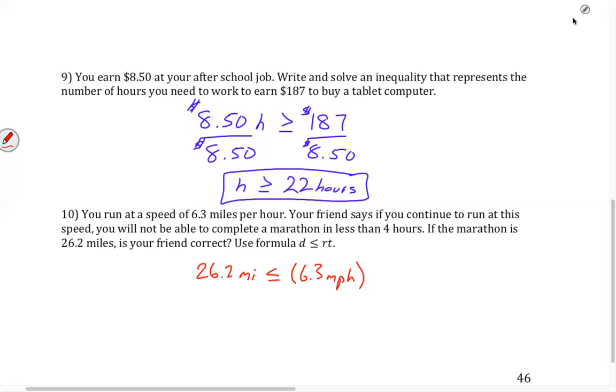Now we have time. Is it less than 4 hours? So we're going to write a T here, and we're going to go ahead and divide by 6.3. So 26.2 divided by 6.3, we're going to get 4.15... I'm going to change that to 4.16. Now, if you run at 6.3 miles per hour, it's going to take you longer than 4 hours. So your friend is correct.